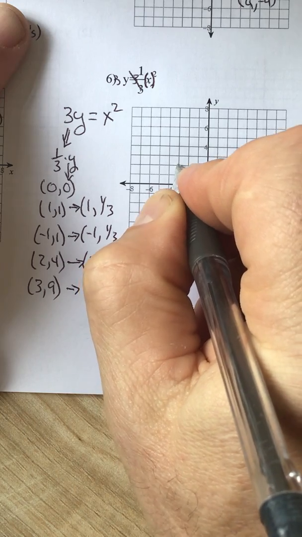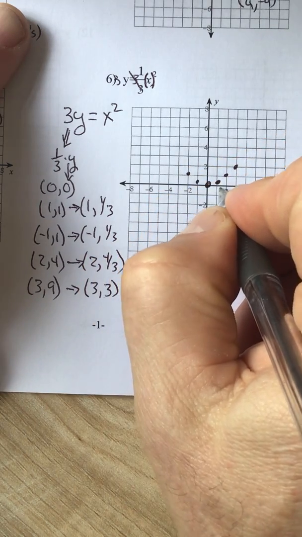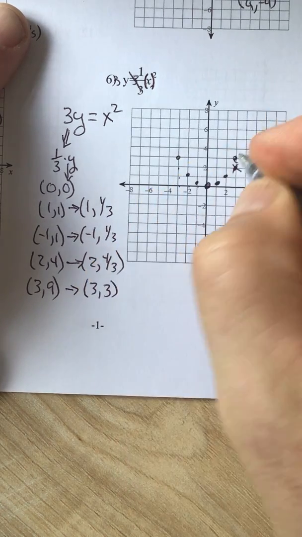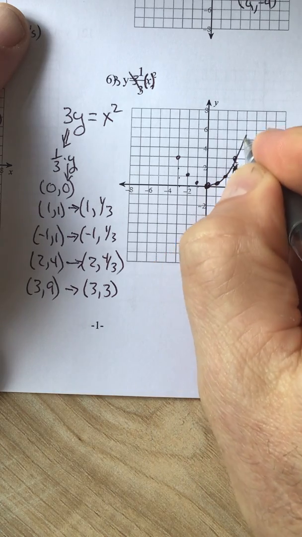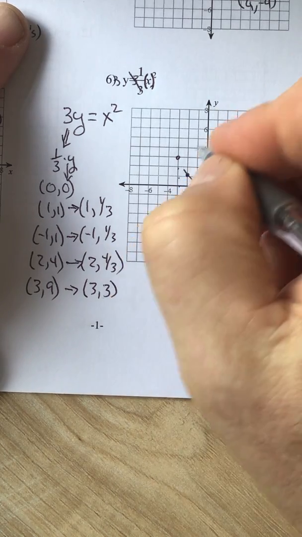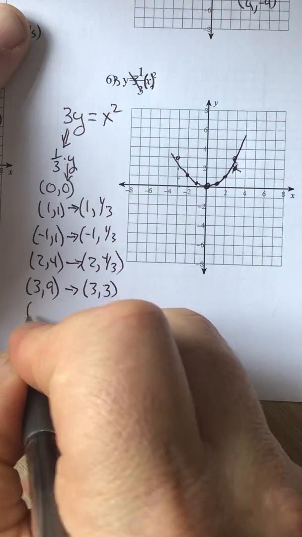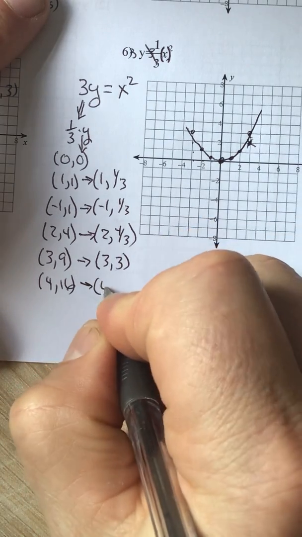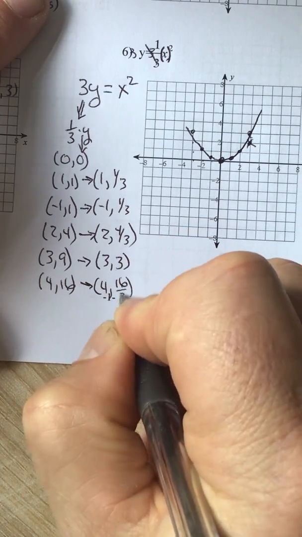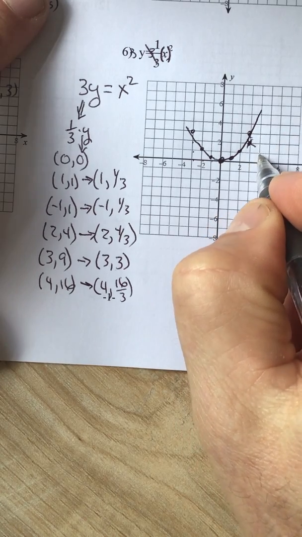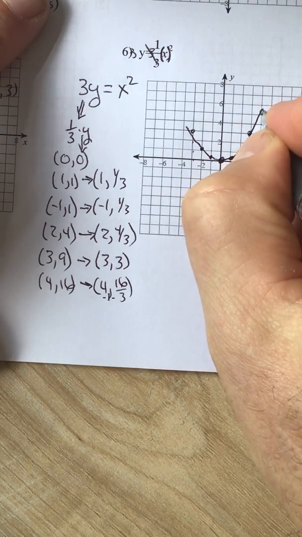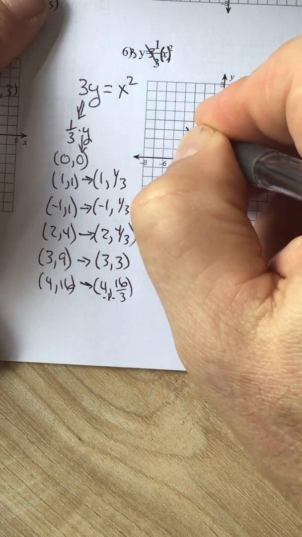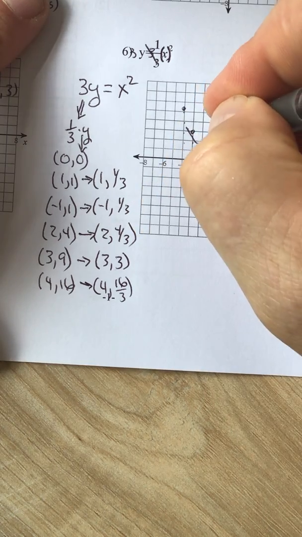And over 3 up 3 is, over 1, 2, 3, up 1, 2, 3. It should be right there. So there goes the new one. Now we could actually get one more because 4, 16, and the 16 gets thirded, so it'll be 4 and 16 thirds, so that's 5 and a third. 1, 2, 3, 4, up 1, 2, 3, 4, 5 and a third. See, it's right where it's supposed to be. That thing is going on up for 1, 2, 3, 4, 5 and a third. It'll be right there.